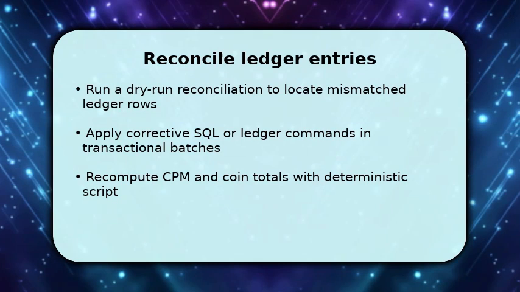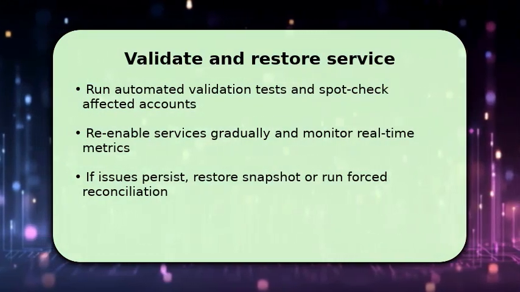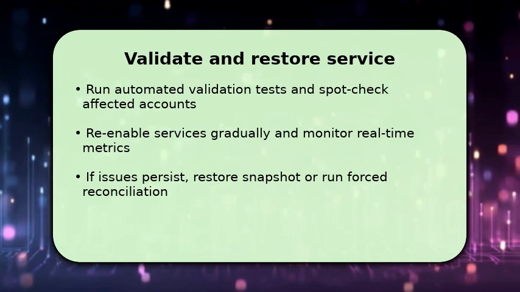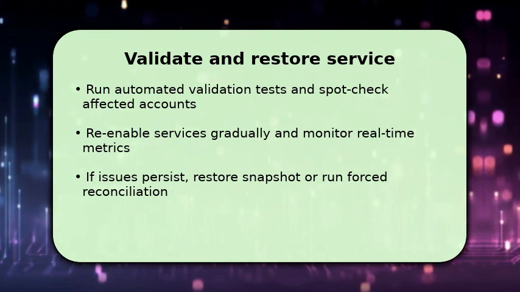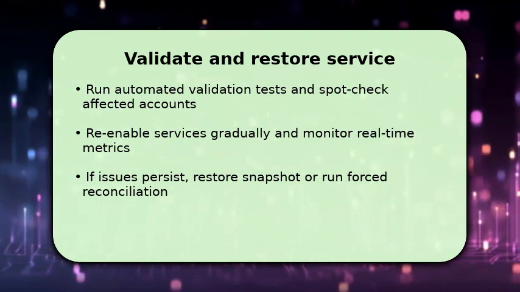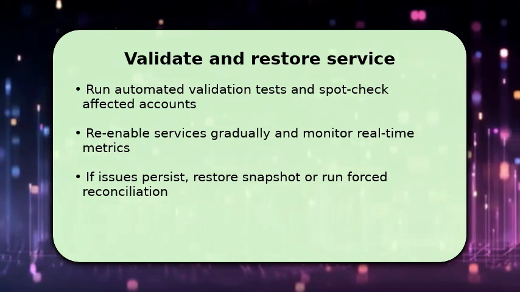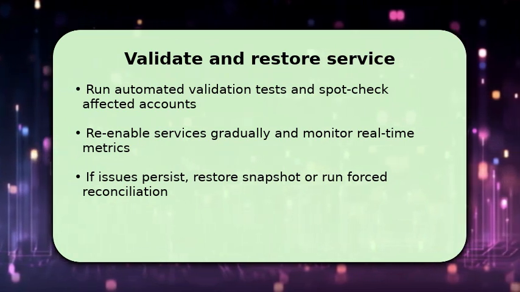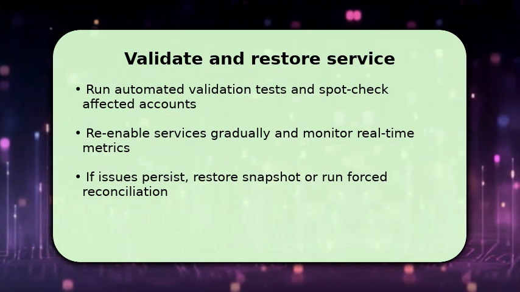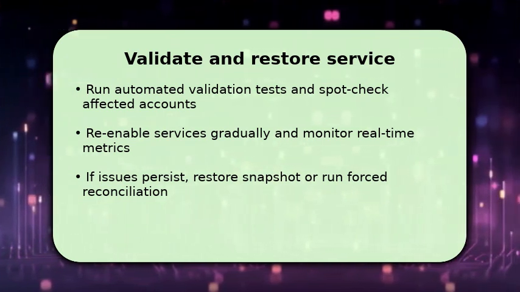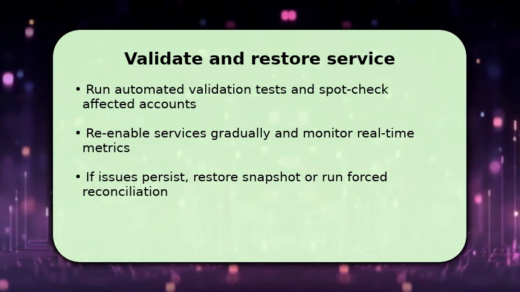You finish by running automated validation tests, plus manual spot checks on affected accounts to ensure CPMs are positive and transactions reconcile. Once confident, re-enable services gradually, canaries first, while watching error rates and coin metrics in real time. If any anomalies return, stop immediately and either restore the snapshot you made or run a forced reconciliation routine that reapplies deterministic fixes atomically. Troubleshooting tip: if negatives persist, isolate one account and replay its full transaction history to reveal.